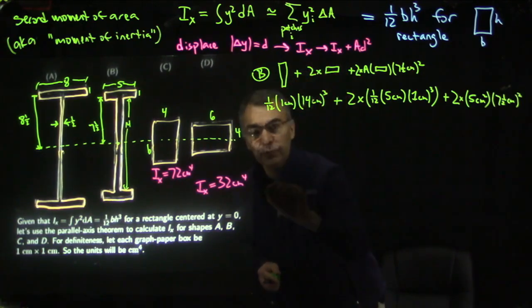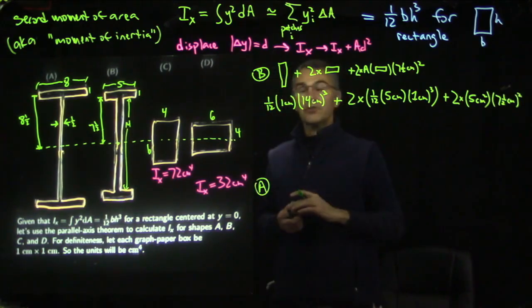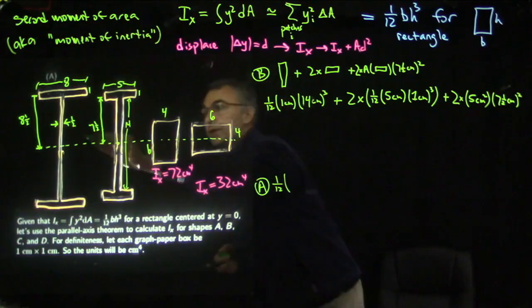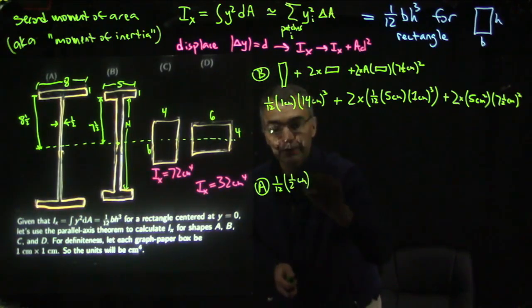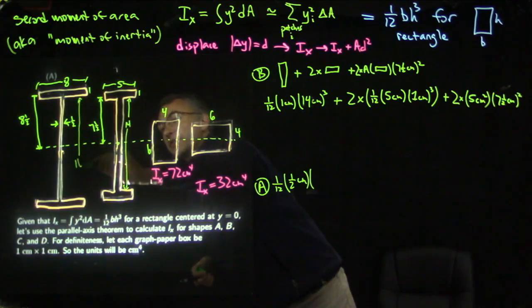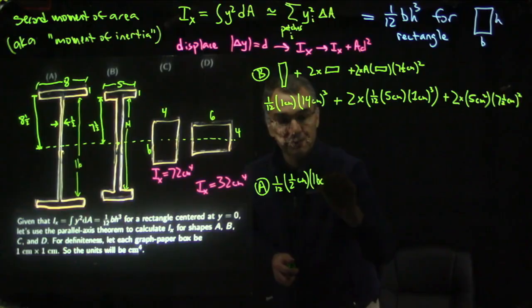Before we do that, let's work out what the values would be for A. So it's the same process for A, but different numbers. The vertical piece by itself is 1/12, and then the width is a ½ unit. So there's a ½ centimeter. And the height of this piece, so this distance from here down to here, would be 16. So this is 16 centimeters cubed.